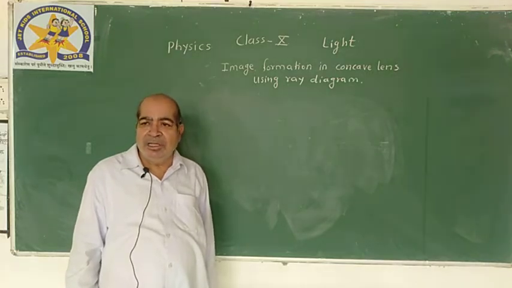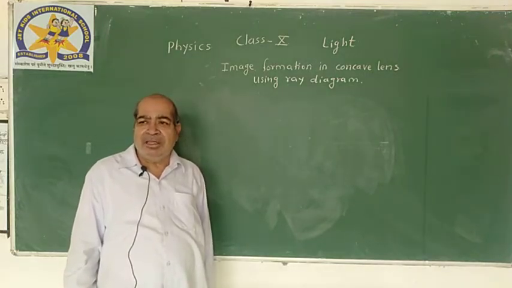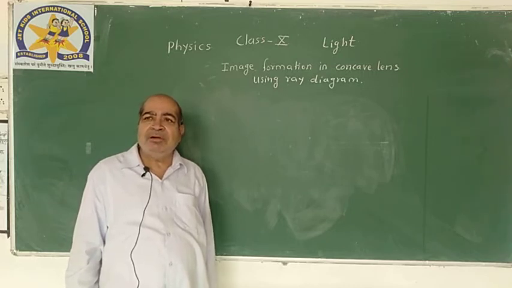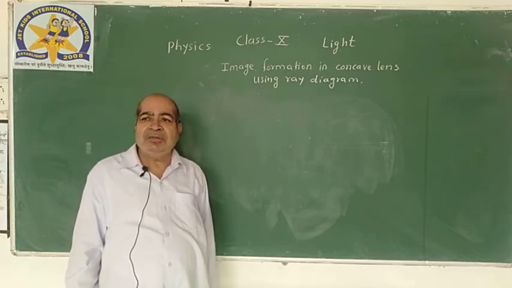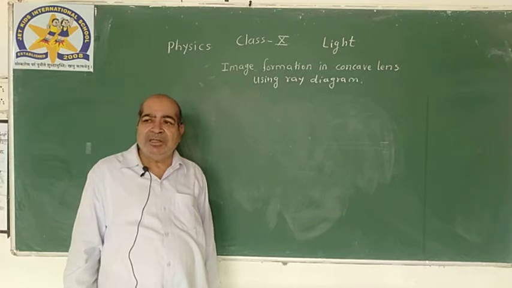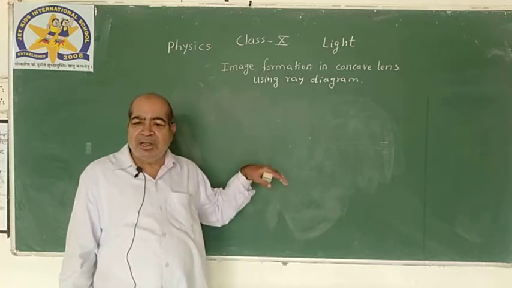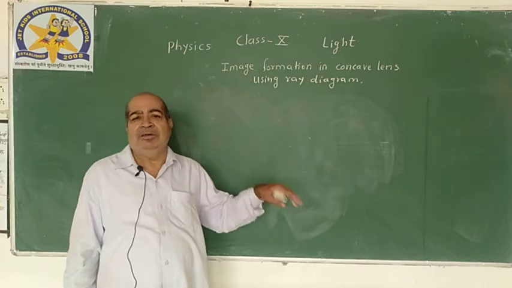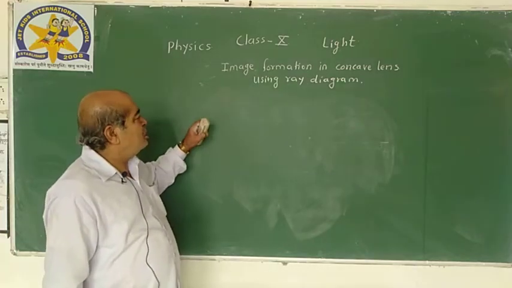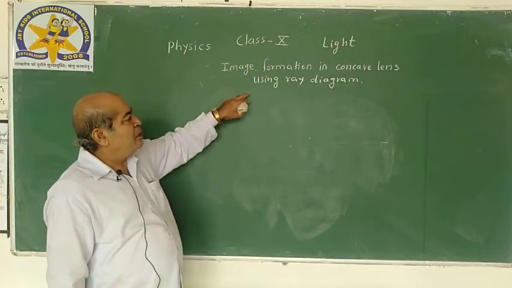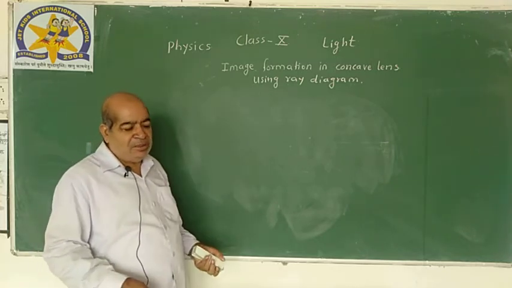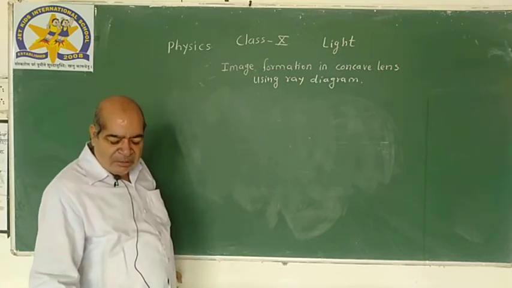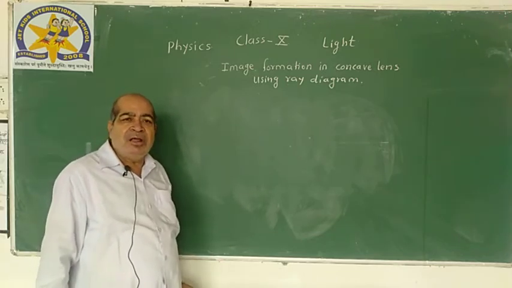And the third rule is, when a ray of light passes through the optical center of the lens, after refraction, it emerges without any deviation, means it travels along the same path. So these are the three rules to draw the ray diagram in the concave lens. Now, what are the images formed by the concave lens?